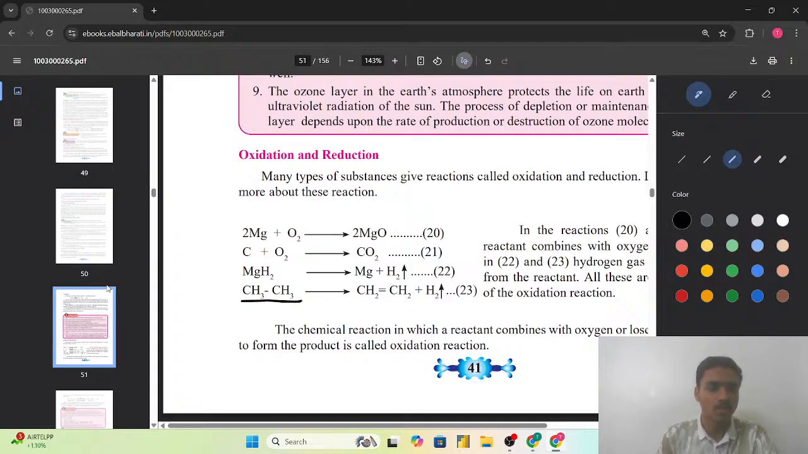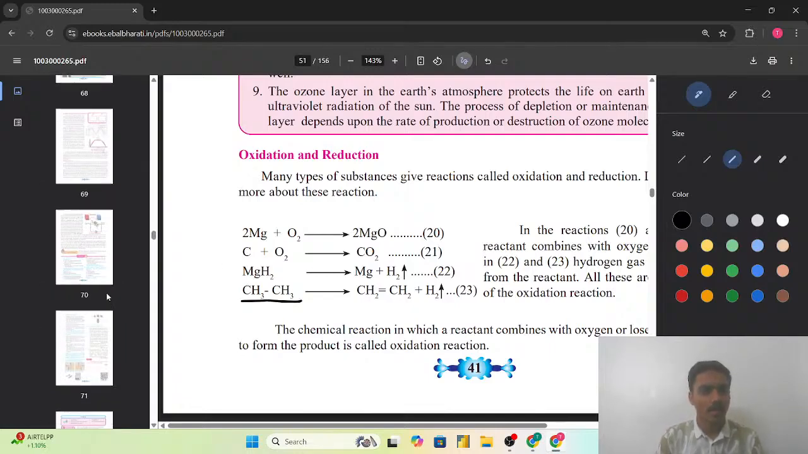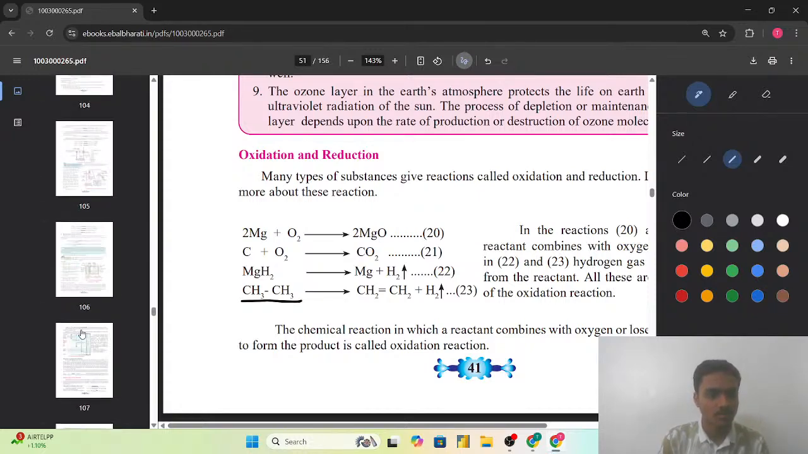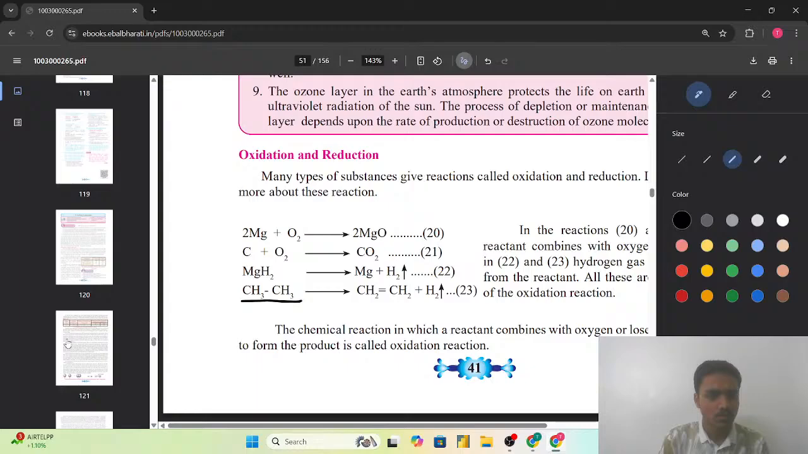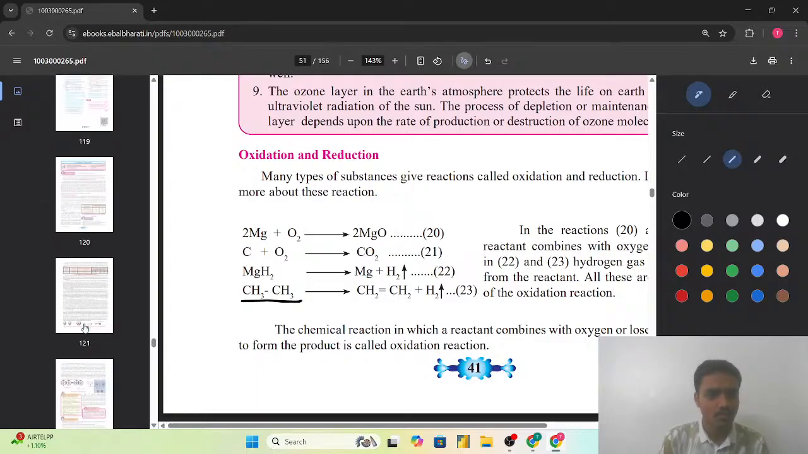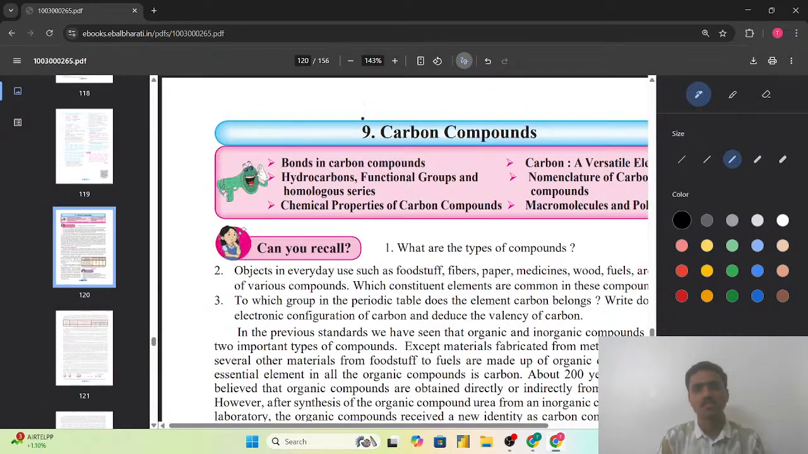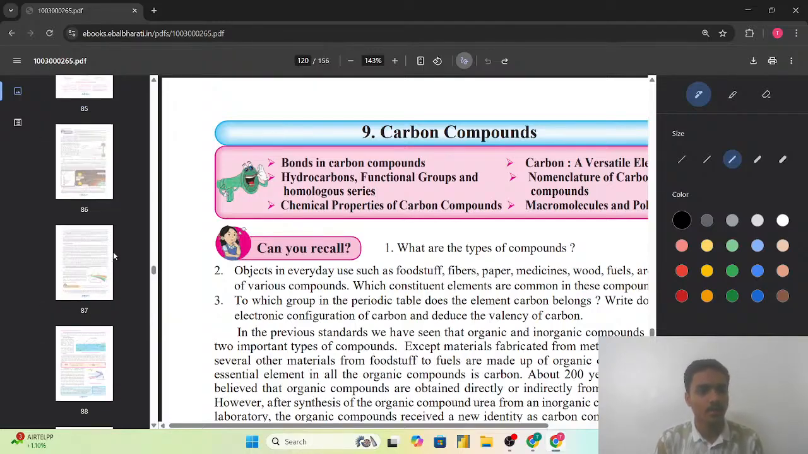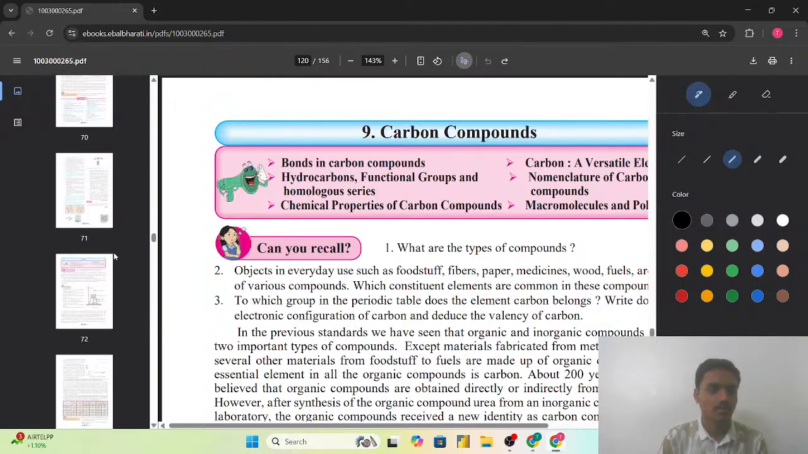We are having one chapter named, that I will show you here. That is one of the major chapters, that is the carbon compounds. So in this chapter, we are going to see how various different elements and compounds are formed and all regarding that stuff.